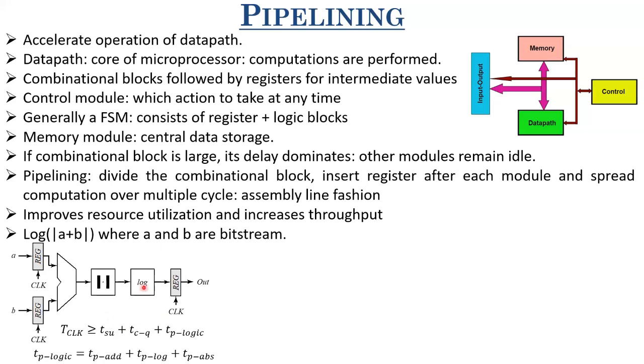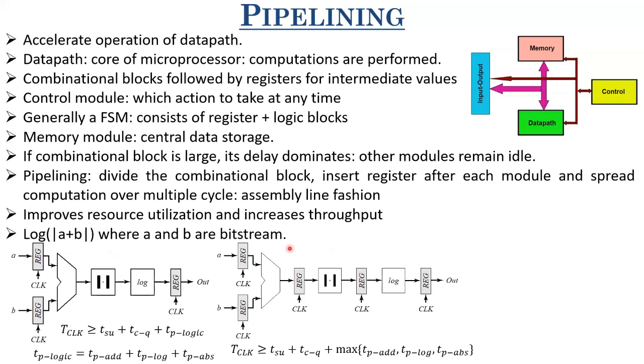This should be the clock period of this design. And what is TP logic? TP logic is TP of this adder plus TP of this logarithmic value plus TP of this absolute value. So this is the case when you are doing it the conventional way. Now, how do you do it in the pipelining way?